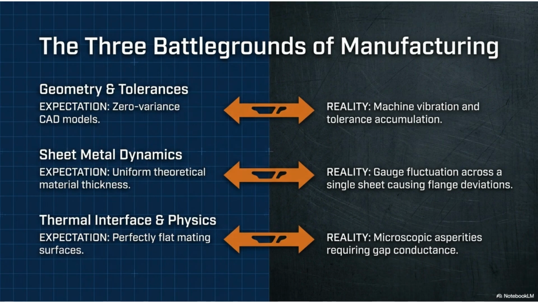Geometry and tolerances face machine vibration. Sheet metal dynamics contend with gauge fluctuation. Thermal physics must account for microscopic surface asperities.